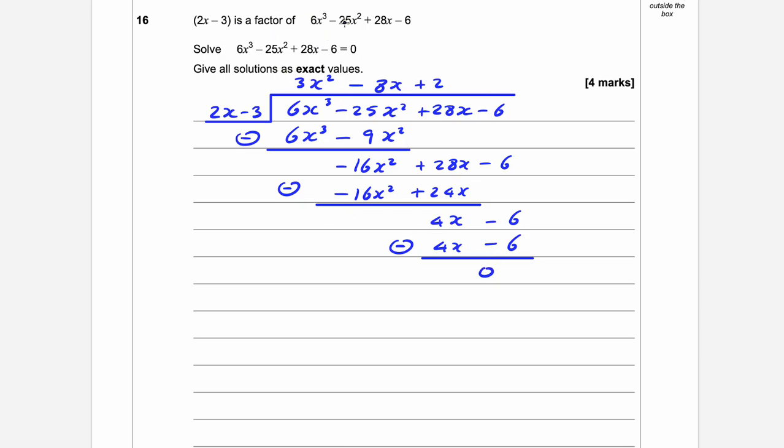So now this thing is this times this. So we have to solve 2x minus 3 times 3x squared minus 8x plus 2 equals 0. First thing I'm going to do is factorize this guy here.